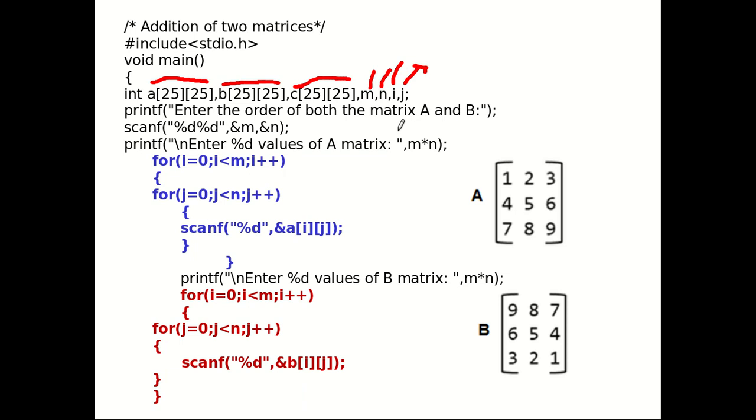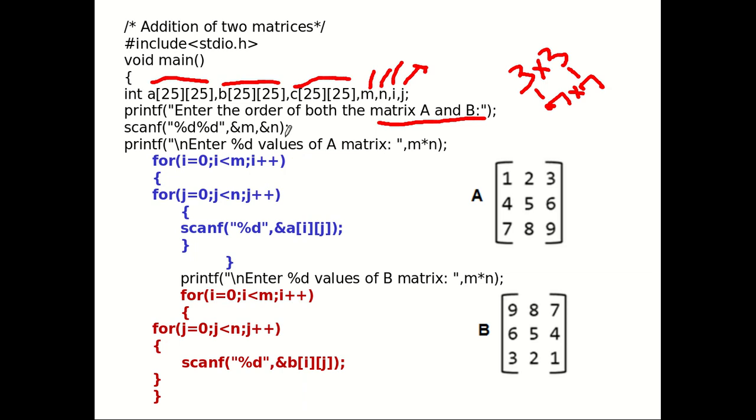So first we will ask the user to enter the size of matrix A and B. Suppose if I enter 3 and 3, so the 3 will be stored in M, this 3 will be stored in N, then it means that it's a 3 cross 3 matrix.